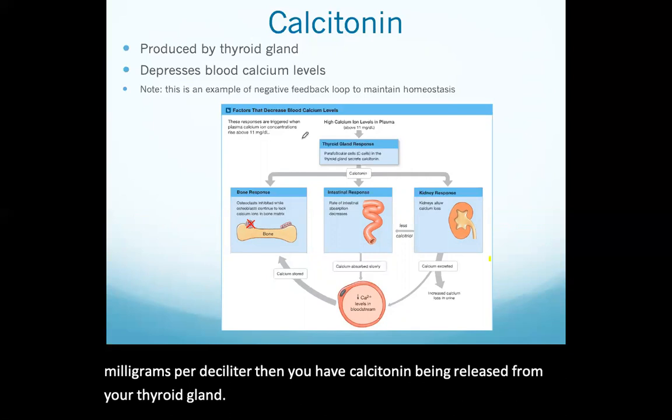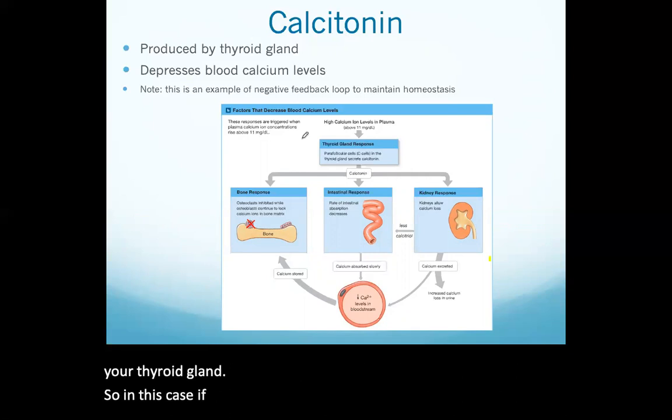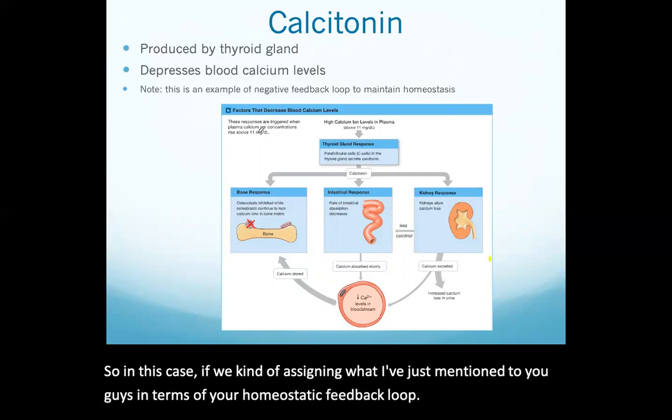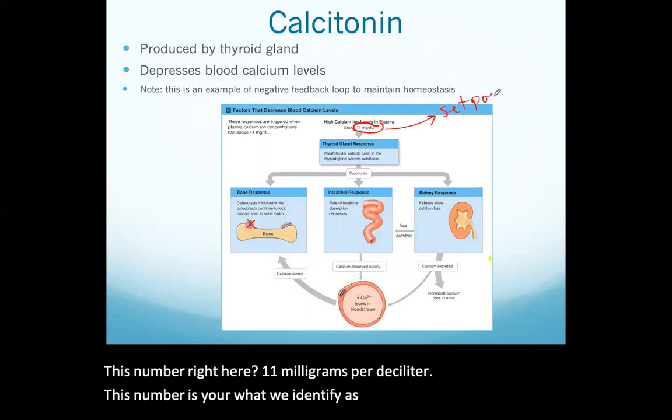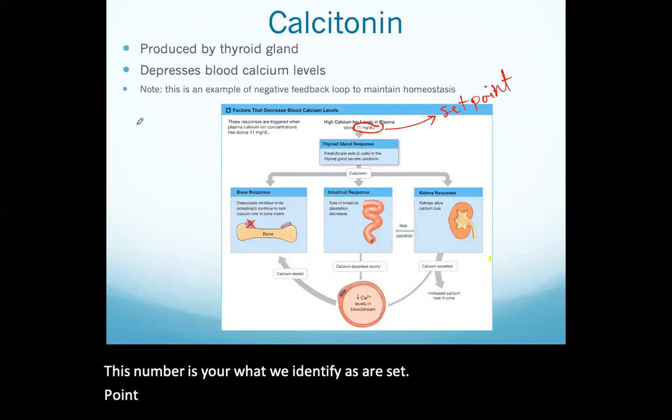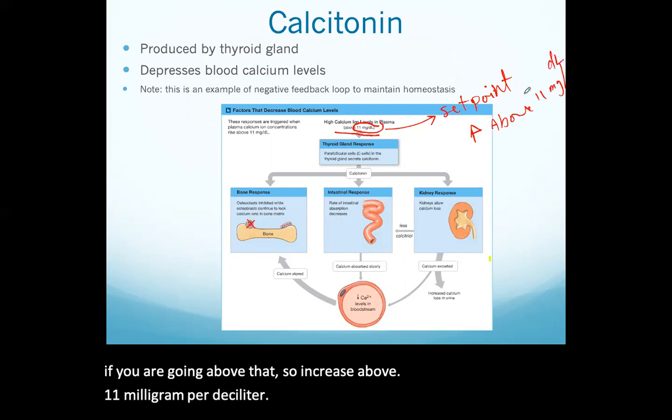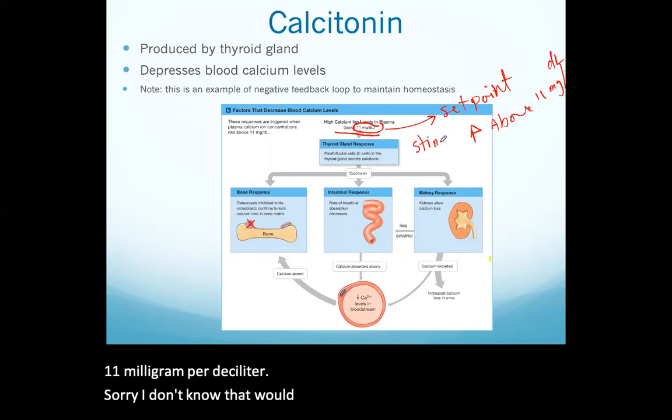So in this case, if you're assigning what I've just mentioned to your homeostatic feedback loop, this number right here, 11 milligram per deciliter, is what we identify as our set point. If you are going above that, so an increase above 11 milligram per deciliter, sorry, I ran out of room, that would be your stimulus.